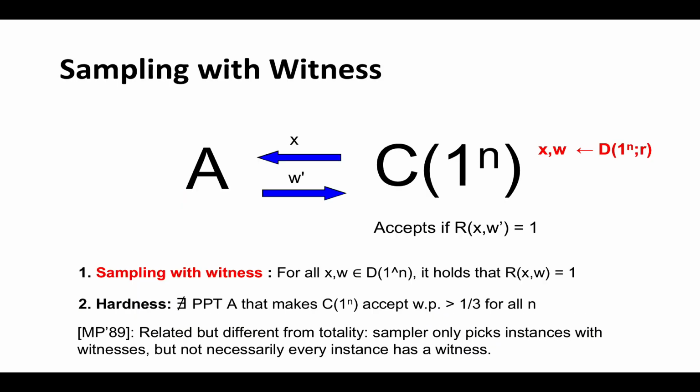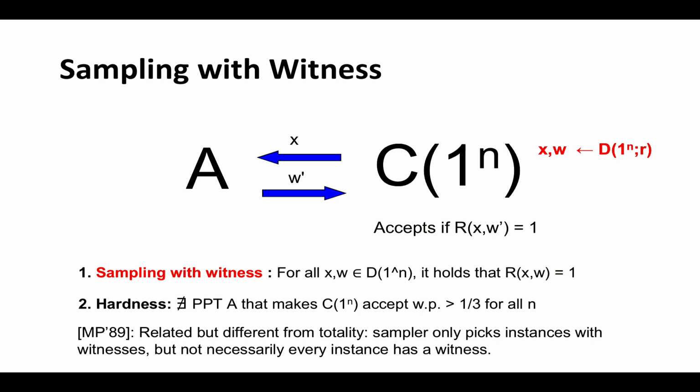So let's rephrase this using this game-based view. So I have now a challenger. The challenger is going to run this sampler D, and this sampler is going to output an instance X and a witness. Okay, that's the job of the sampler. And we require now that this sampler needs to always output a correct witness. Right? So it always samples some X and a witness.